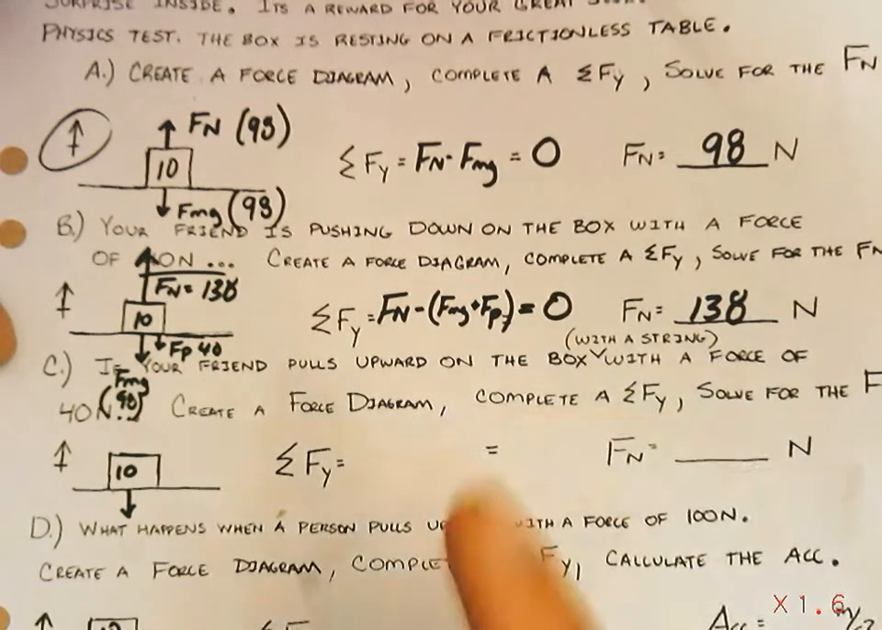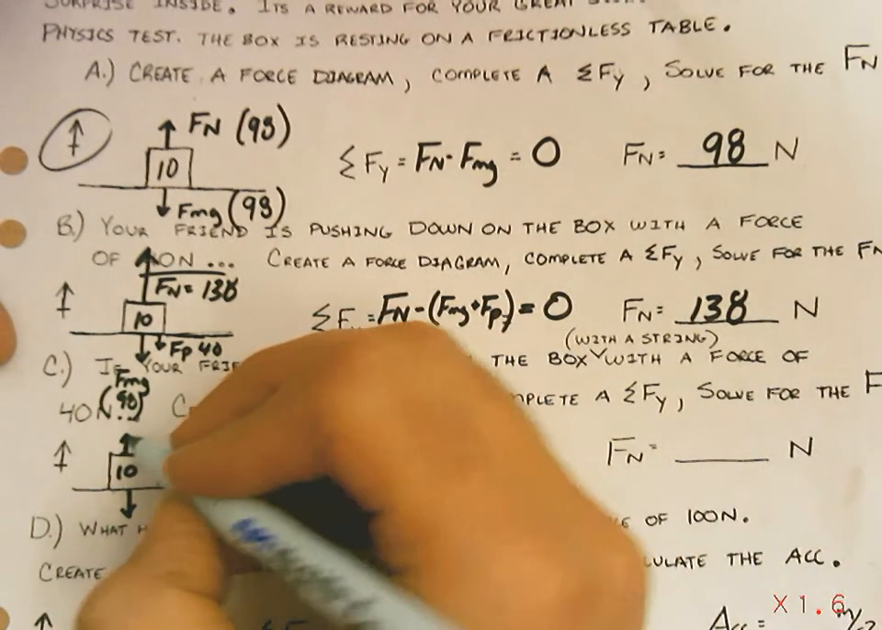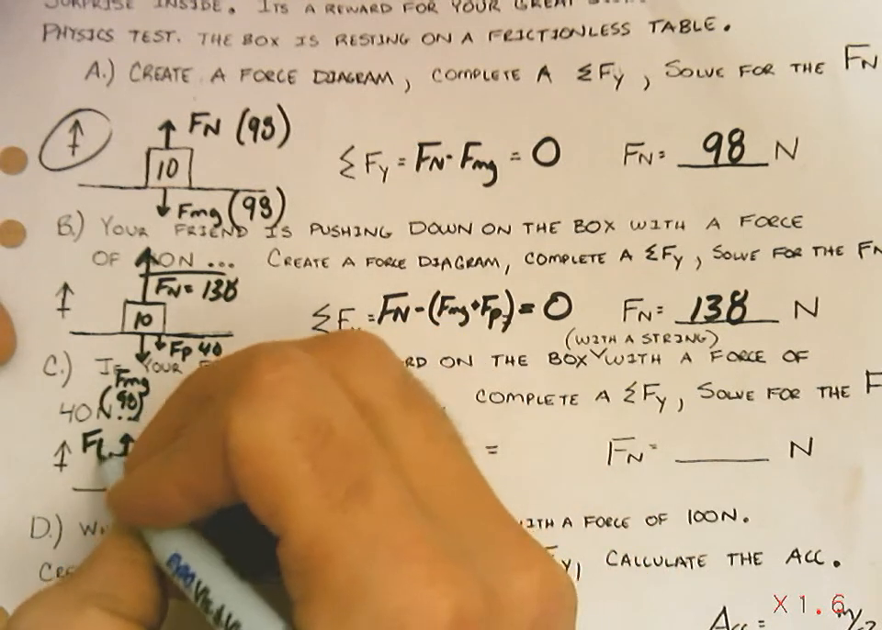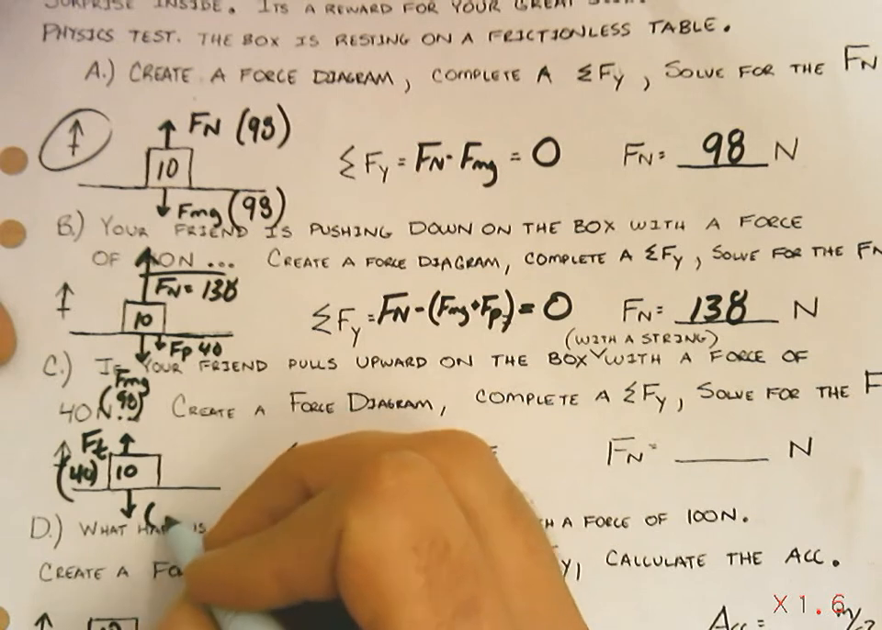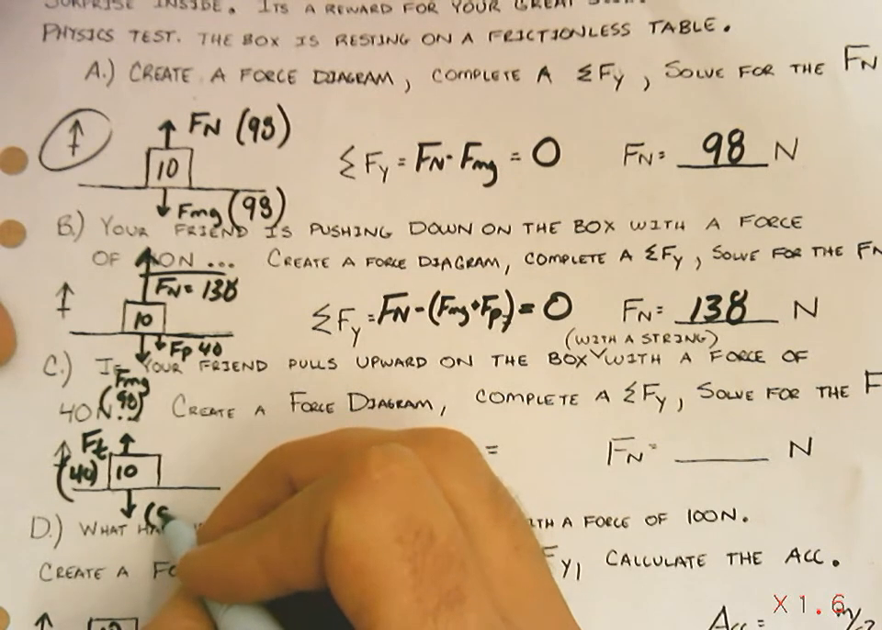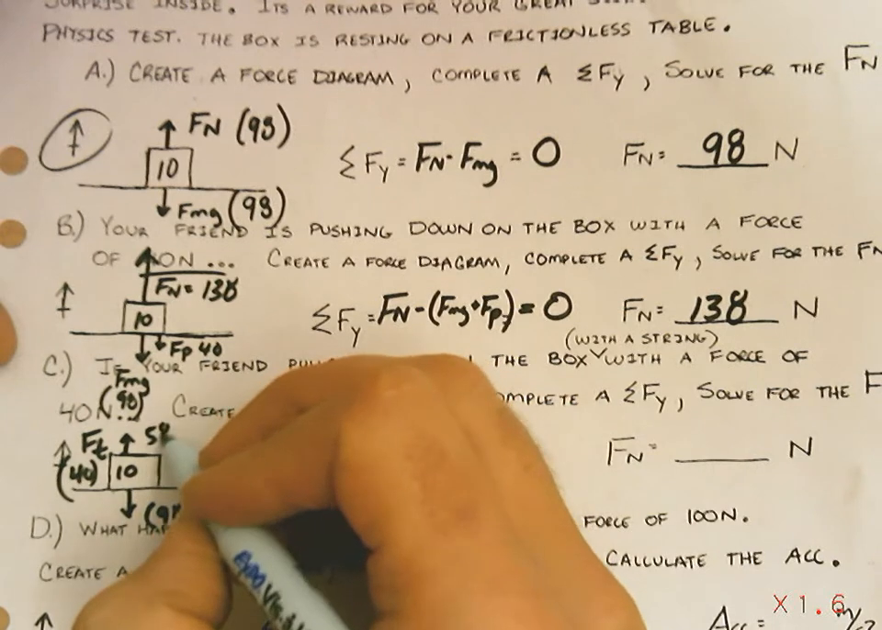Okay, now we tie a string around the box so the weight hasn't changed, and we lift up. So that would be Ft as it's a string, and it's 40 newtons. We still have our weight, 98, right here. And so the result would be 58 Newton Fn.